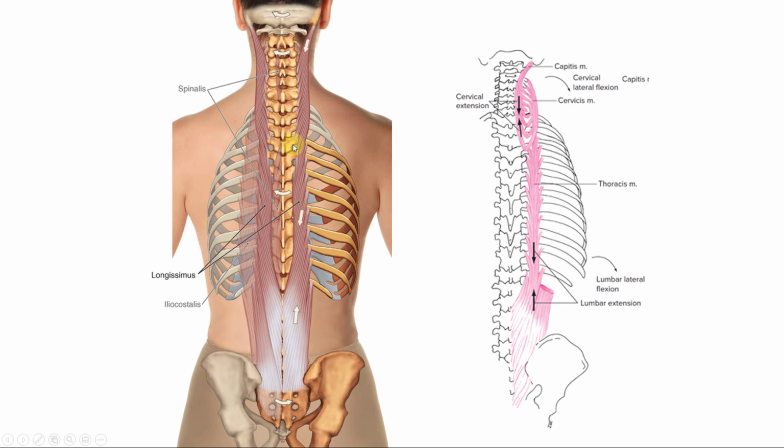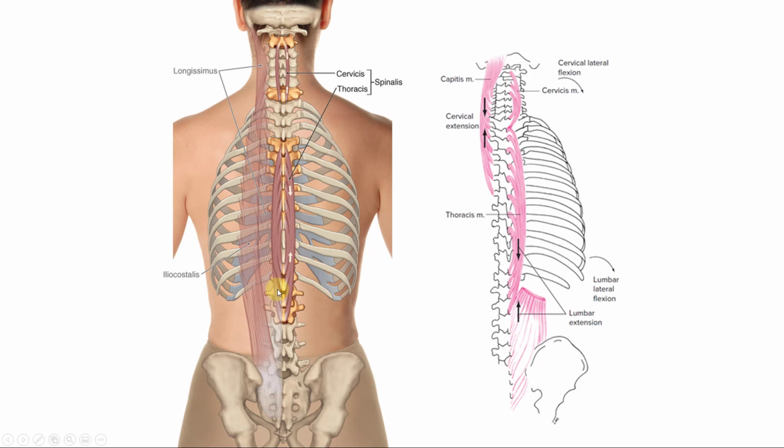Same thing with the longissimus. It has a similar attachment. Instead of having this lateral attachment, it's a little bit more medial. And then you have spinalis, which is a pure extensor because it goes from spinous process to spinous process. So its line of pull is purely in the sagittal plane.